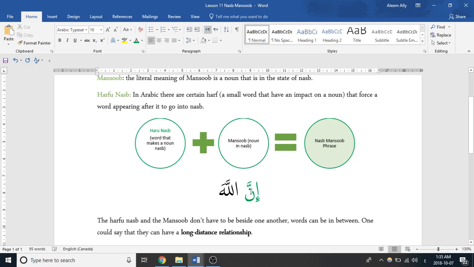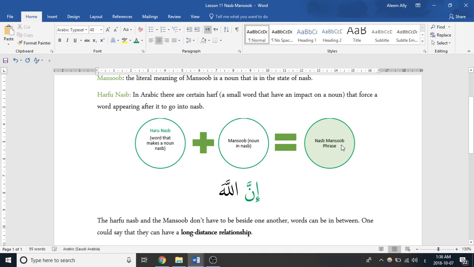So in this example here, it says Inna Allaha. There could be multiple words in between it. You're just going to have to try and track down that word that has a fatha on it, which is a sign that a word is in Nasb, right? Unless it's fixed, then it might be in another state, and you're just going to have to know context. But when you see that fatha, even if there's multiple words in between, you'll be able to tell that it's the word being affected by the harfu nasb, which is known as mansoob.